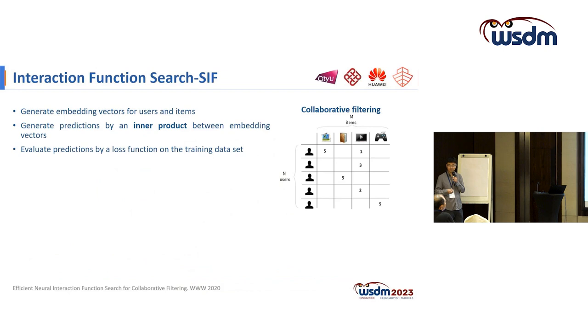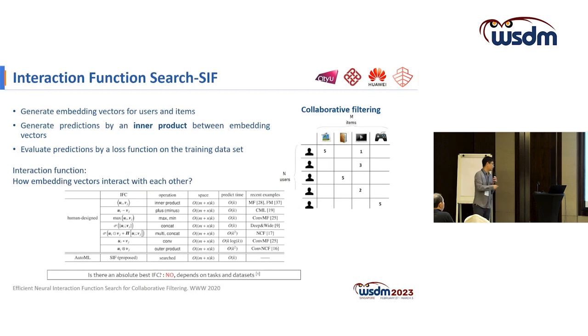They are working in a very simple setting called collaborative filtering or matrix factorization. It is a very simple model where we have embeddings for the user and embeddings for the item, and the relevance between the user and the item is measured by the inner product between the two vectors. This is a standard operation. But the authors of this paper find that a lot of works try to test different operators, like, for instance, inner product, plus, minus, max, mean, concatenation.